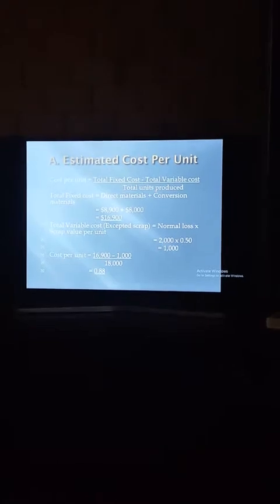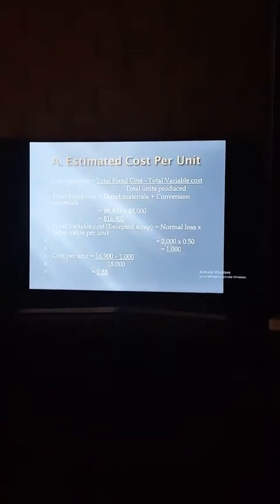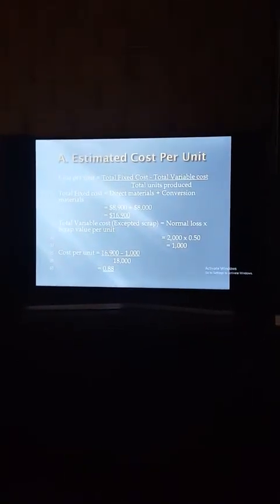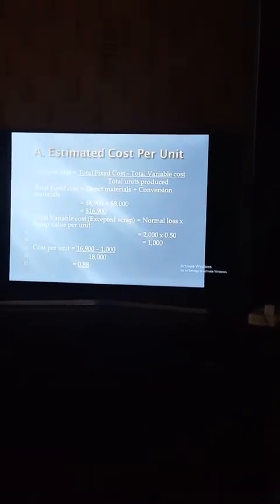And the total variable cost, or expected scrap, is normal loss multiplied by scrap value per unit, which equals 2,000 times 0.5, which equals 1,000. So by putting the found elements of total fixed cost and total variable cost into the formula, we get cost per unit equals 16,900 minus 1,000 over 18,000, which equals 0.88, which is the estimated cost per unit.